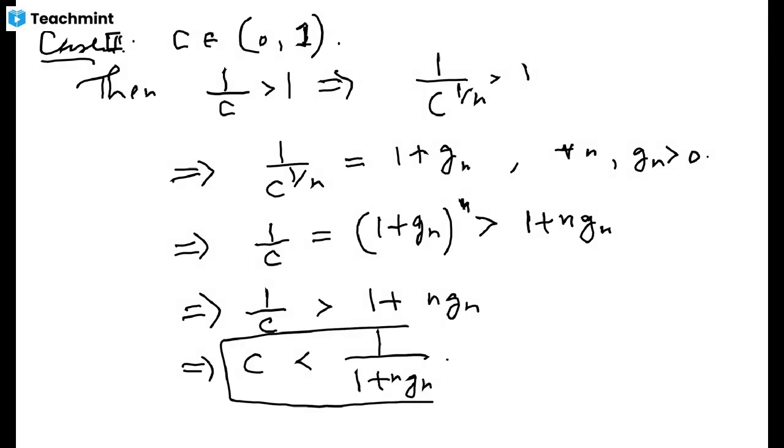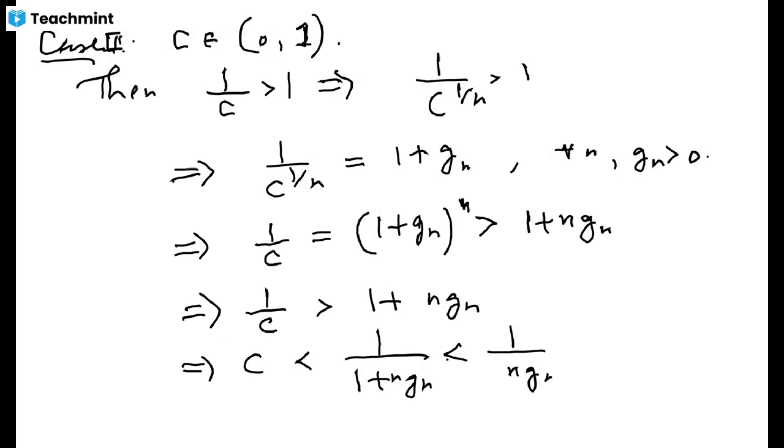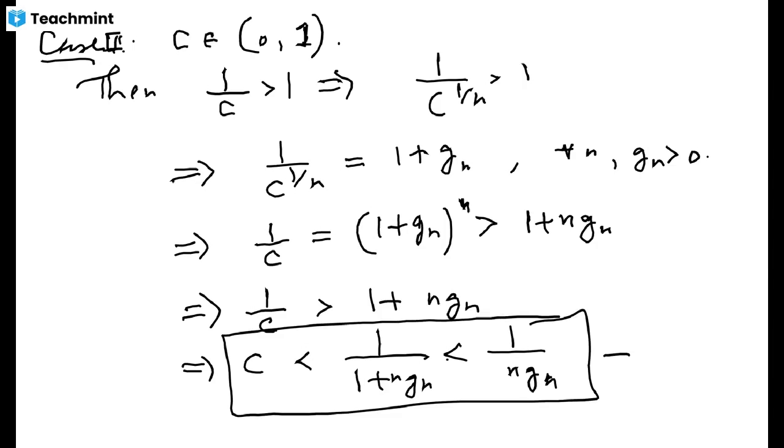Let me call this equation 3. Or instead of labeling it right now, let me further simplify this, and let me further make it smaller, and it is going to be less than 1 upon n gn. So now let us label it as inequality 3.